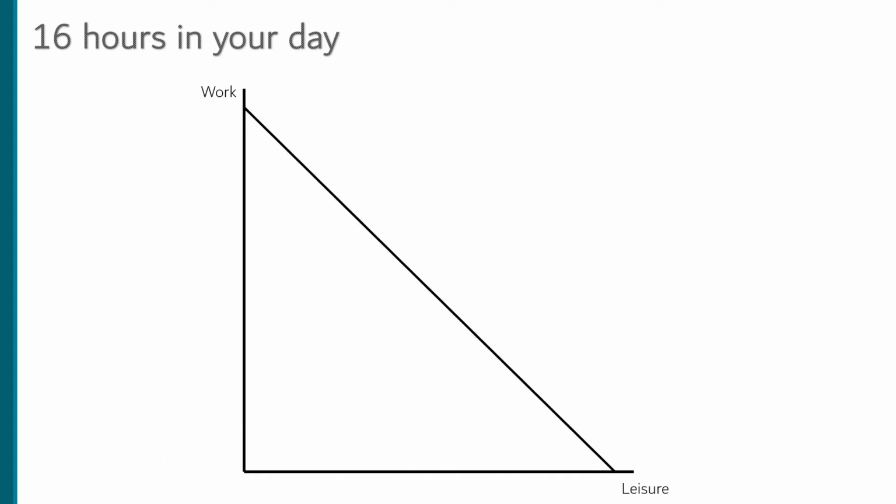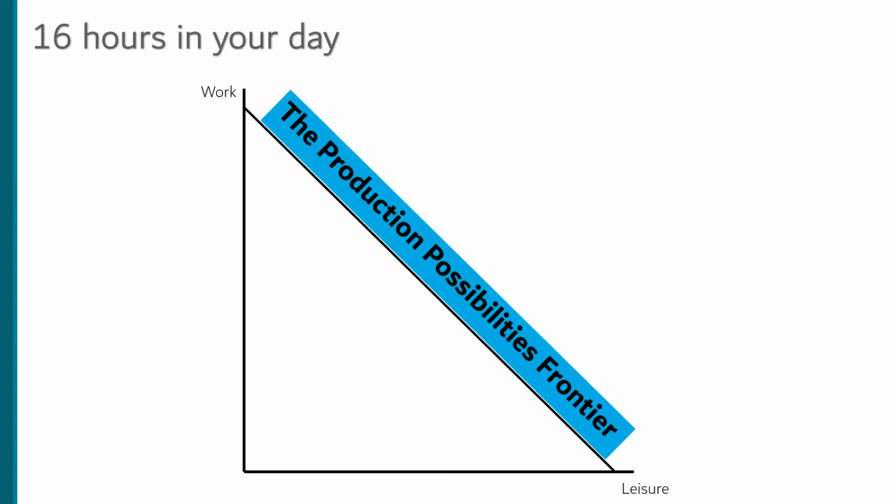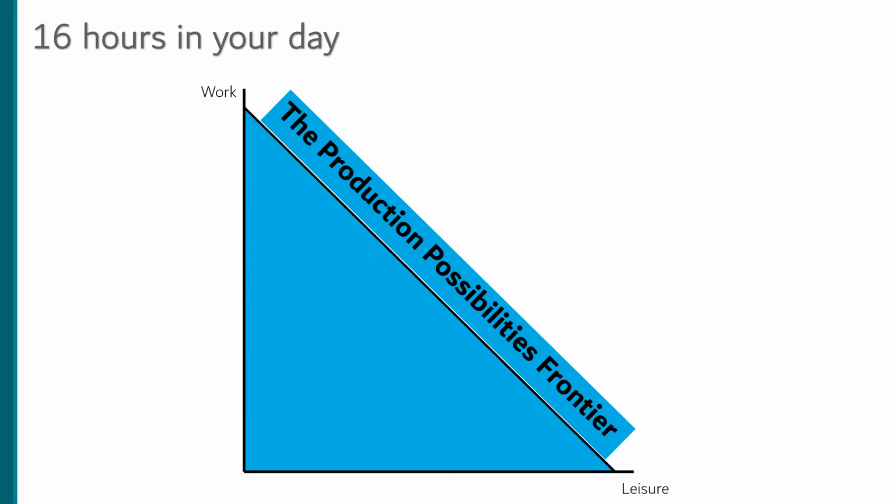Because this line represents the full set of possibilities for how we can use our 16 hours, we call it the production possibilities frontier. It's the frontier because we're unable to obtain any outcome beyond this line. If you think about it, anything below or on this line is attainable.